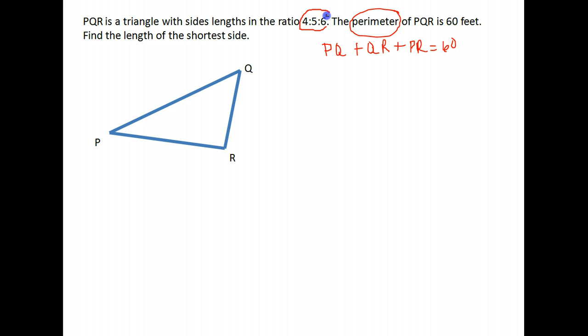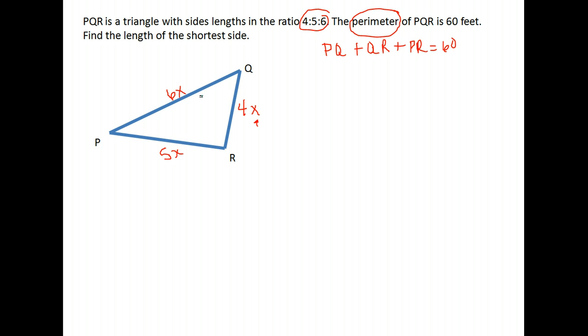The ratio here, 4 to 5 to 6, means they have some common factor, and 4 times that number is one of the sides, 5 times that number is the second side, and 6 times the number is the third side. So I'm just going to go ahead and label my triangle. This is the shortest side, so it's going to be my 4x, and again, that's for our common factor in our ratio. Here's the next longest side, that would be my 5x. And finally, the third side I labeled 6x. Those are my three sides.